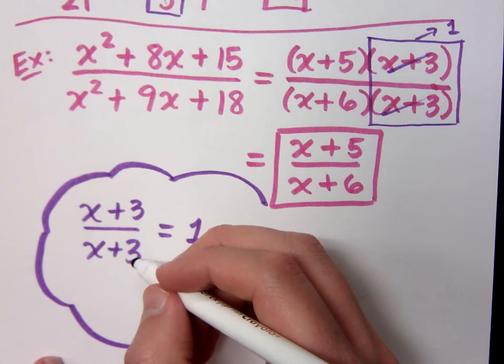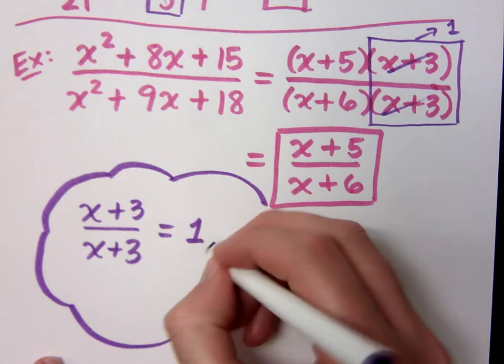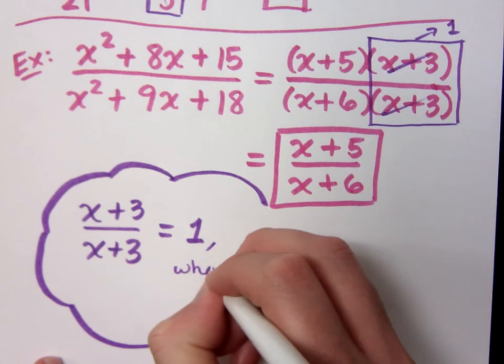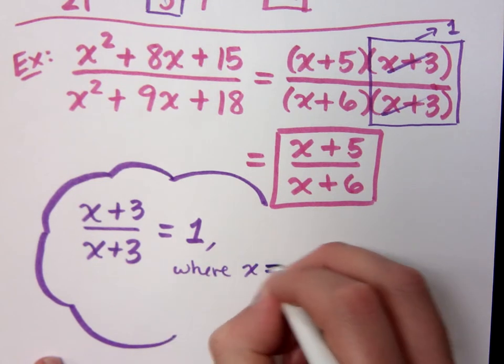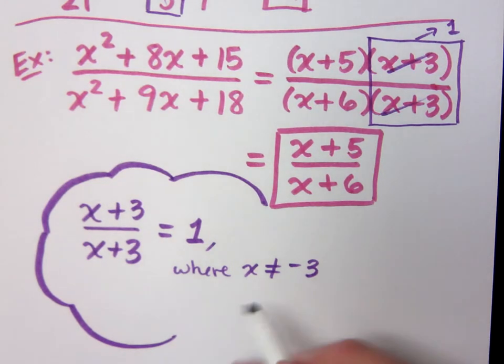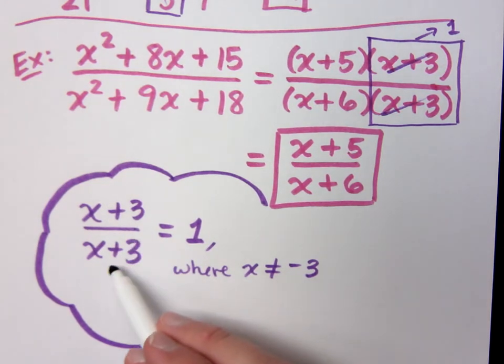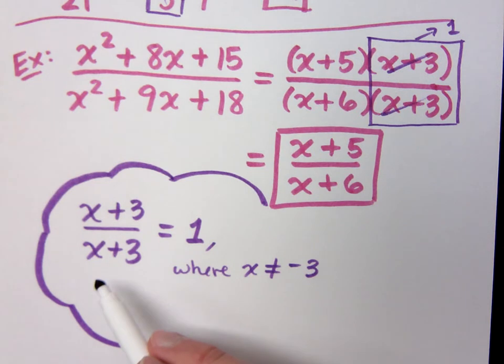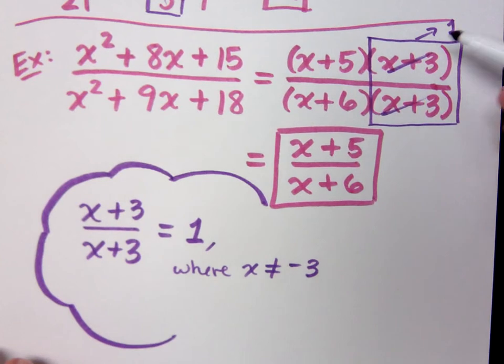So what value of x causes us problems in this expression? Negative 3. So this does equal 1, provided that x does not equal negative 3. Because if x were to equal negative 3, I would have 0 divided by 0, which would be undefined, and not 1 and not 0. So when I cancel this out, it's with the understanding that I've already removed ever using negative 3, because it was a restricted value.